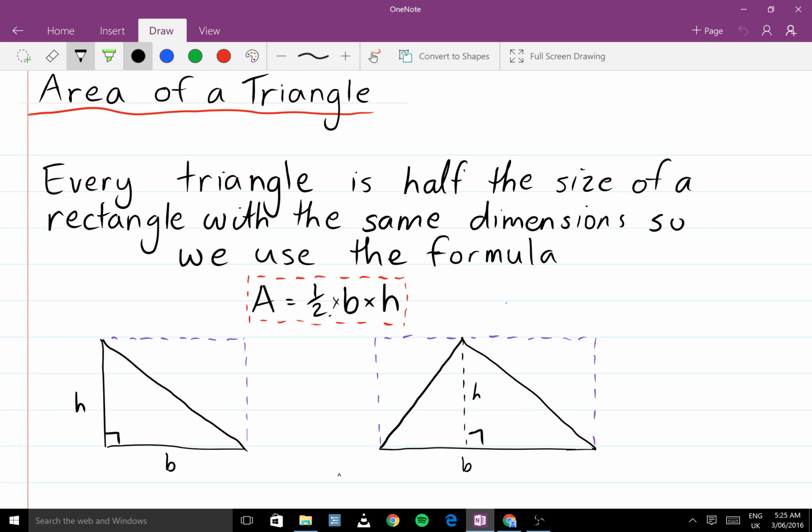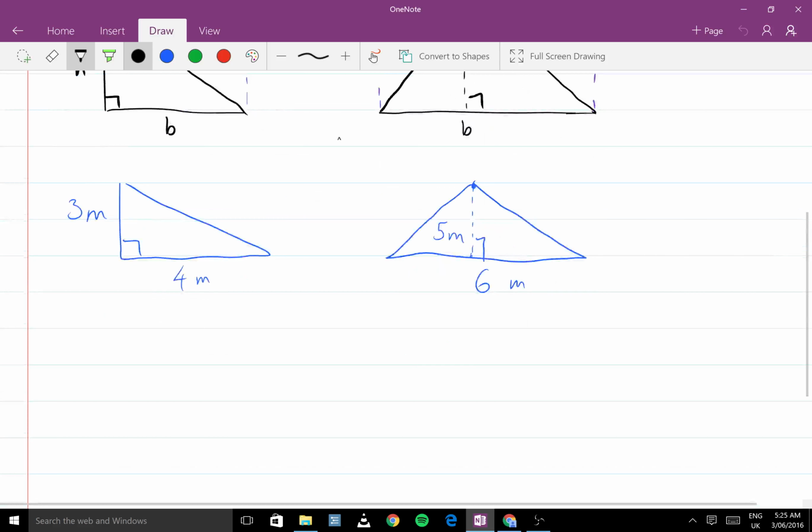So what I'm going to do is walk you through the procedure, then we'll have a brief look at how it works, and then we'll have a little bit of a recap. Okay? To work out the area of a triangle, we take half the base and we times it by the height. The formula is A equals half base times height. So base times height and then half it. Okay, and here's some examples.